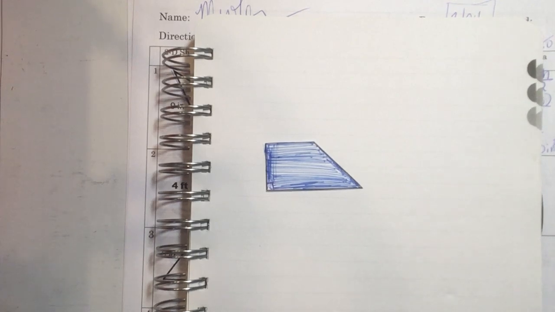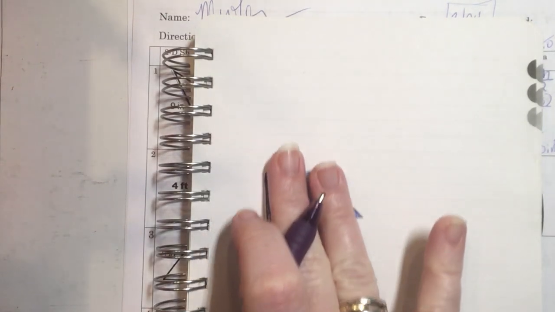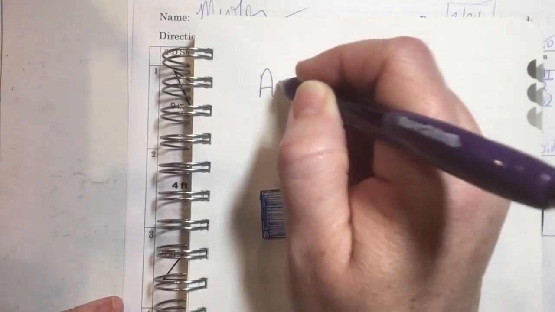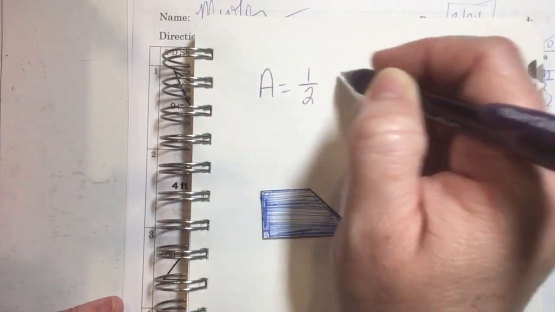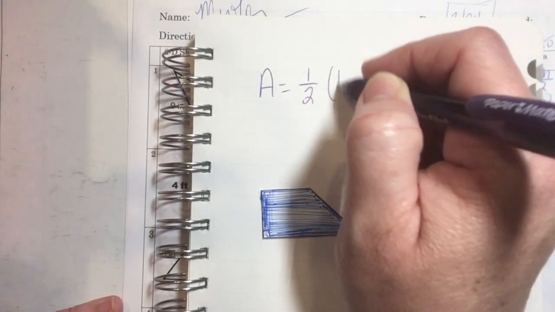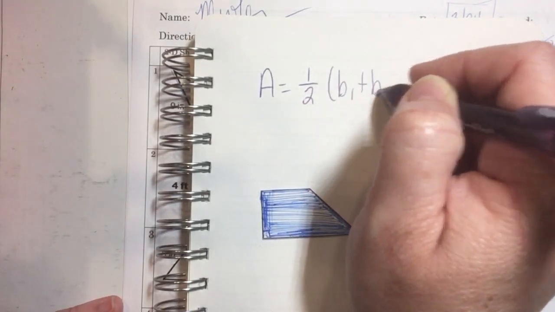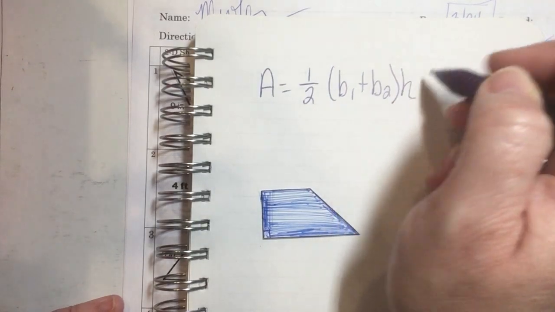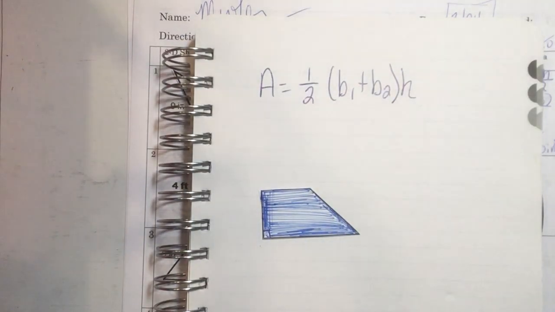Okay, I wanted to explain how to find the area of a trapezoid because it can be a little confusing. The formula can be a little confusing if you don't have any basis or background for it. So the formula is this: A equals 1/2 base 1 plus base 2 times the height. So that can be pretty confusing. Like, what does that mean? Base 1 and base 2.